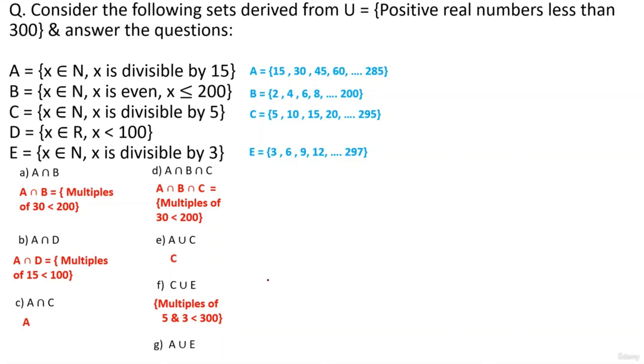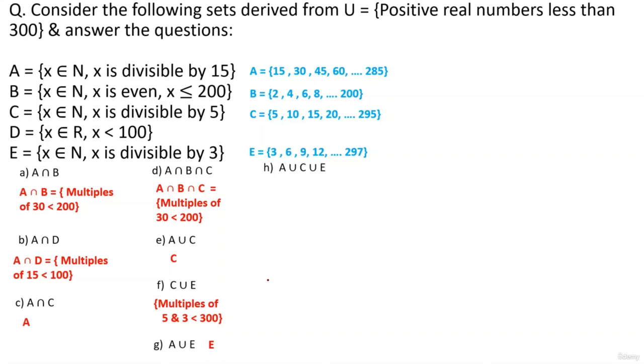The next one says find out A union E. A is multiples of 15 and E is multiples of 3. So when you say multiples of 15, and E is multiples of 3, multiples of 3 also include multiples of 15, right? Because 15 जो है 3 का ही एक multiple है, right? So A union E का answer will be nothing but E itself, right? Okay, so let's go on to the next one, guys.